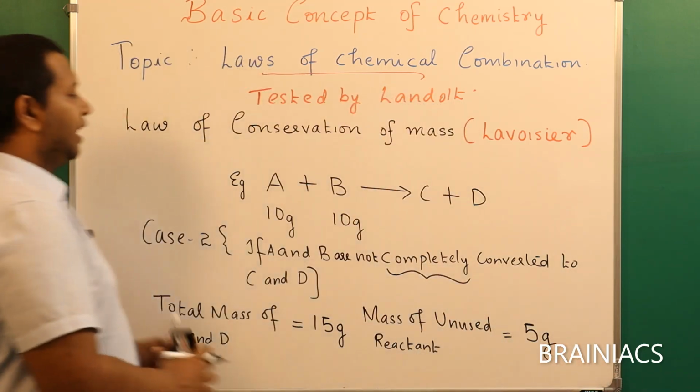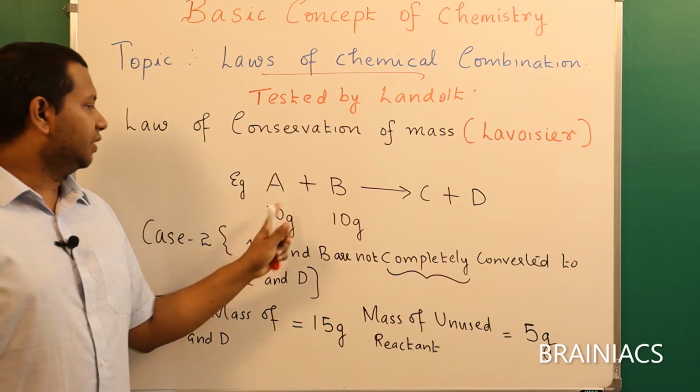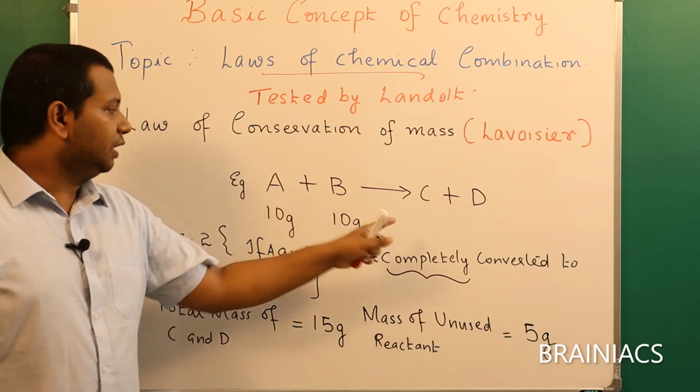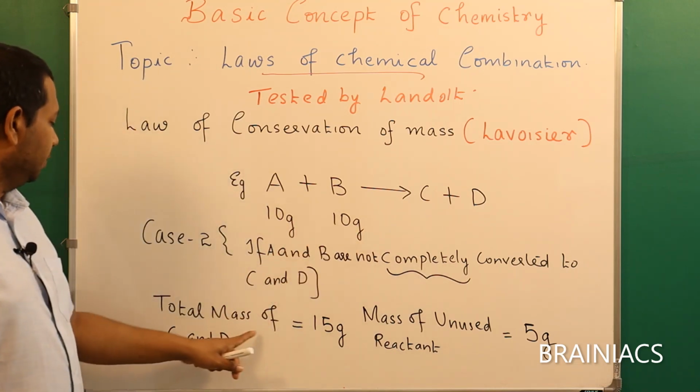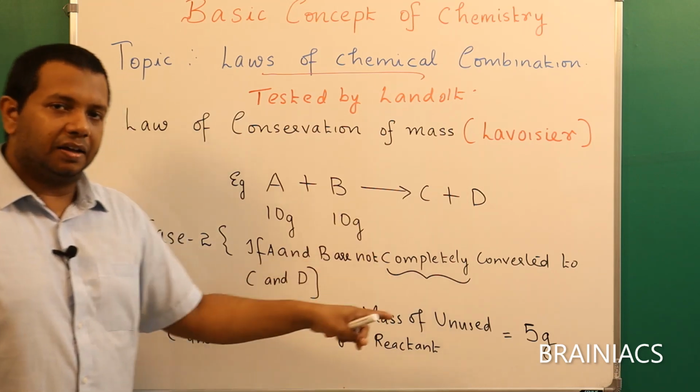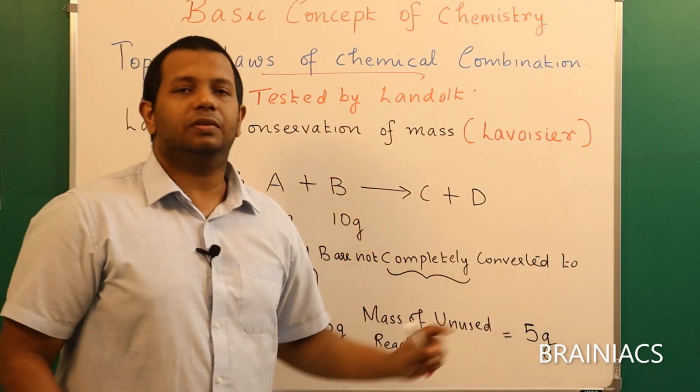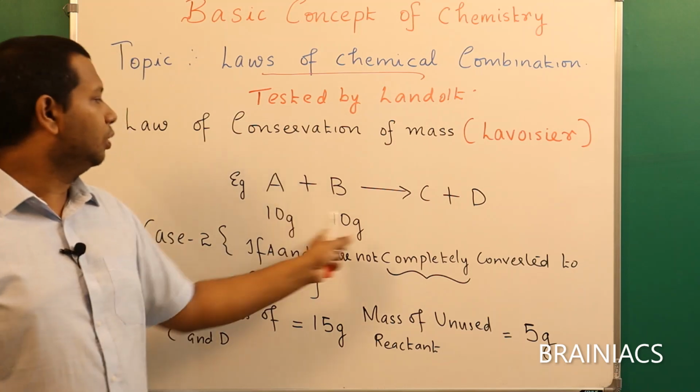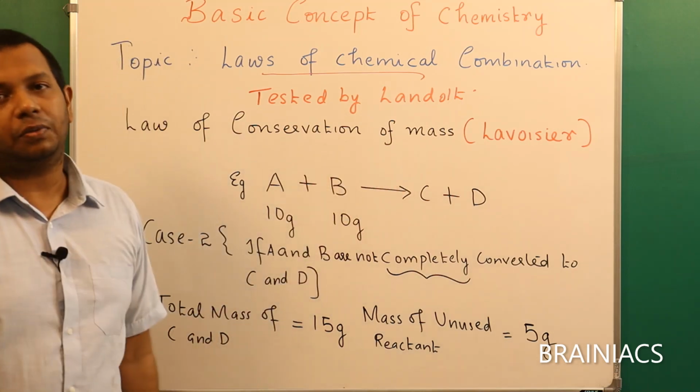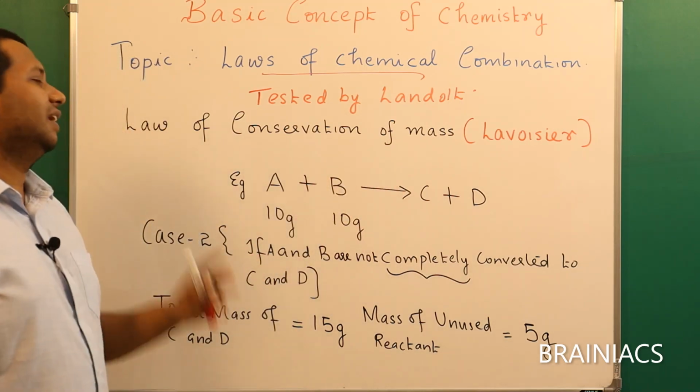So I can say that the total mass of the reactants, that is 10 plus 10, 20, is equal to total mass of C and D 15 plus mass of unused reactant 5. So that 15 plus 5 will be equal to 20. Again, the law of conservation of mass is proved in the second case.